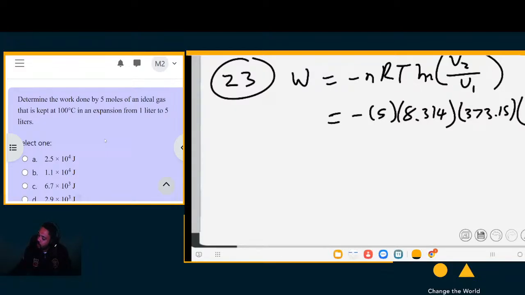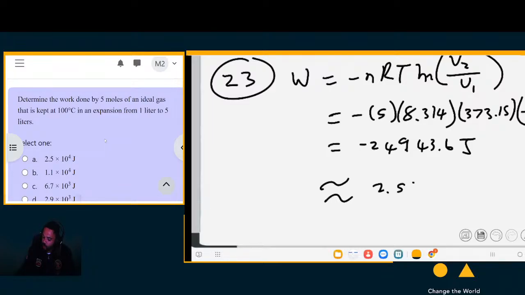And the change in the temperature is 5. Volume 2 is 5, and the original volume is 1. If you were to work that out, you will get approximately negative 24,943.6 joules, or approximately 2.5 times 10 to the 4 joules.